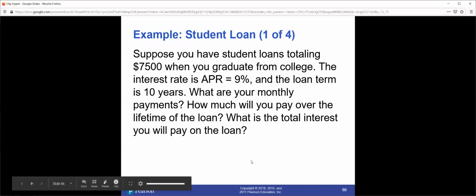So suppose you have a student loan totaling $7,500 when you graduate from college. Lord, wouldn't that be wonderful? The interest rate for said student loan is an APR of 9% and a loan term of 10 years. So pause the video. Make sure you know what those phrases mean before we go forward. That being said, what are your monthly payments? How much will you pay over the life of the loan? And what is the total interest you will pay on this loan?